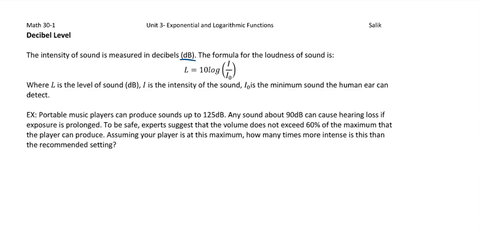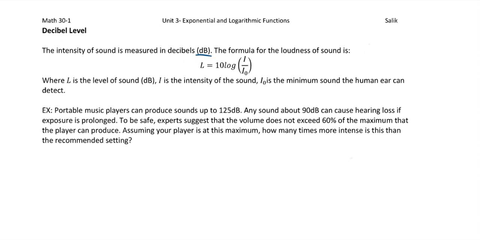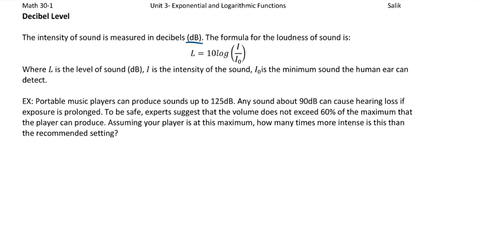So that's one of the reasons why they're going to be so similar here, right? All right, so in this example, it says portable music players can produce sounds up to 125 decibels. Any sound above or about 90 decibels can cause hearing loss if exposure is prolonged. To be safe, experts suggest that the volume does not exceed 60% of the maximum the player can produce. Assuming your player is at this maximum, how many times more intense is this than the recommended setting?